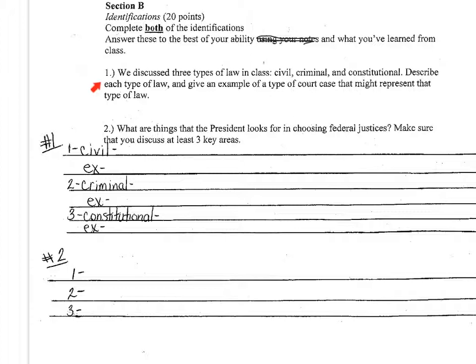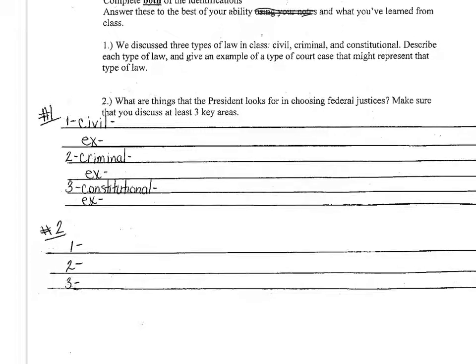So the first part here, number 1, says we discussed 3 types of laws in class: civil, criminal, and constitutional. You got to describe each law, give an example of a type of court case that might represent that law. So, for example, here we've kind of got you led in the right direction. There's civil, criminal, and constitutional law. Define it here, and then give an example of a court case for each one of those.